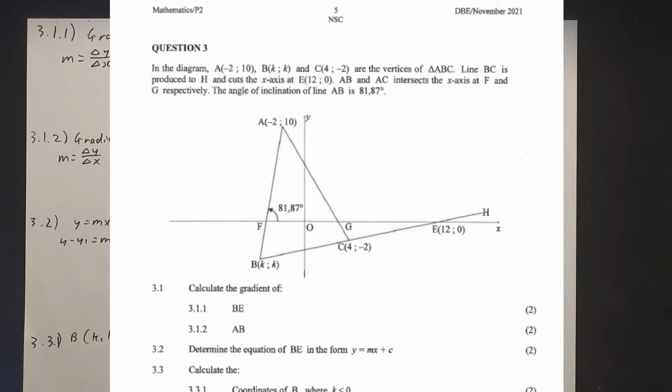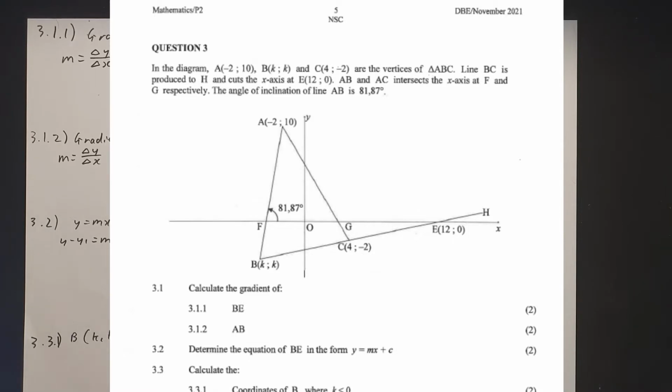They've told you that A is at -2 and 10, B is k and k, and then C is 4, -2. They also tell you that we formed a triangle there for A, B, and C. Line BC is produced to H and cuts the x-axis at E. Okay, and then they've also given you the angle between line BA and the x-axis to be 81.87. So 3.1 says calculate the gradient of BE.